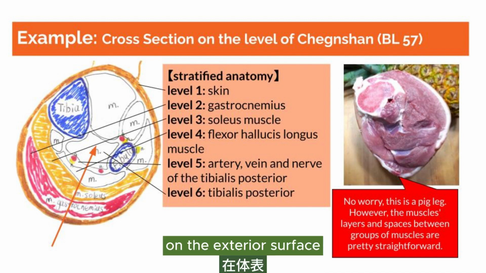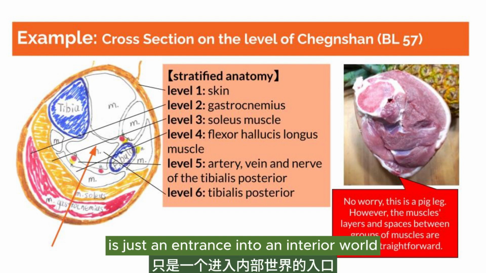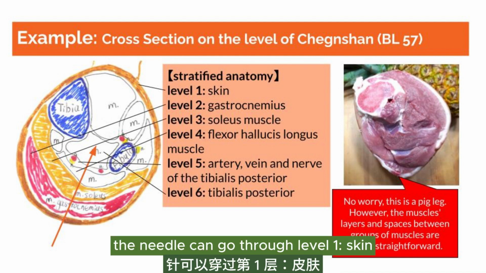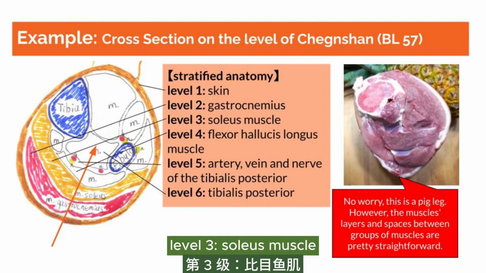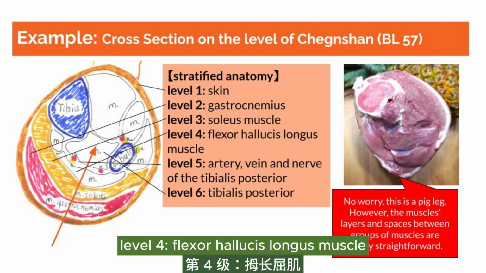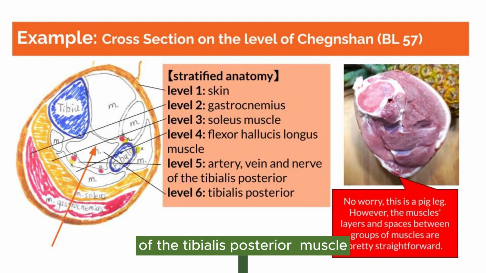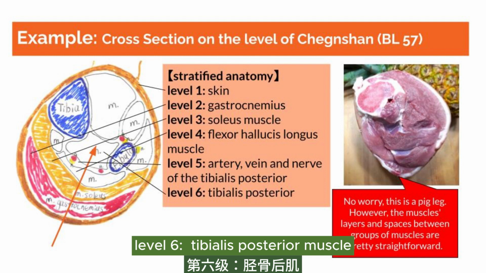On the exterior surface, the acupoint of Chengshan BL57 is just an entrance into an interior world. Depending on the depth of needling, the needle can go through level 1, skin; level 2, gastrocnemius muscle; level 3, soleus muscle; level 4, flexor hallucis longus muscle; level 5, artery, vein, and nerve of the tibialis posterior muscle; level 6, tibialis posterior muscle.